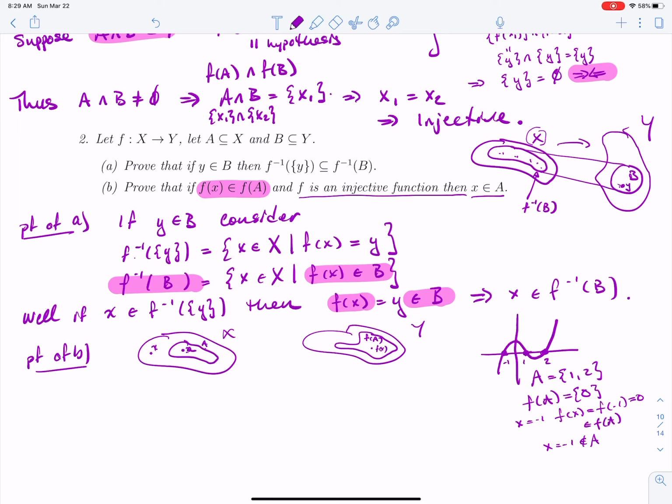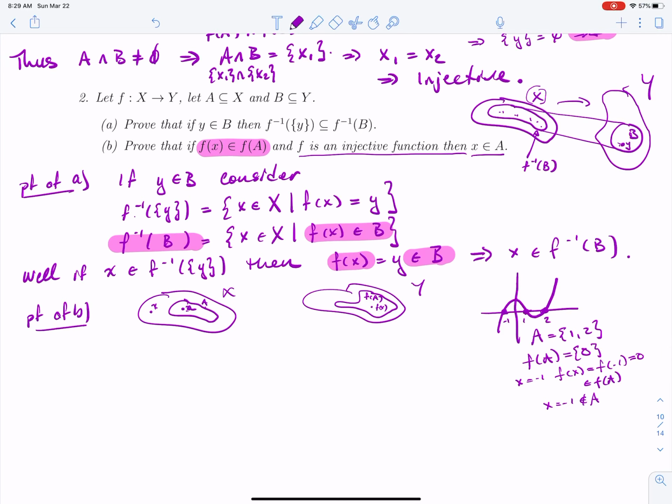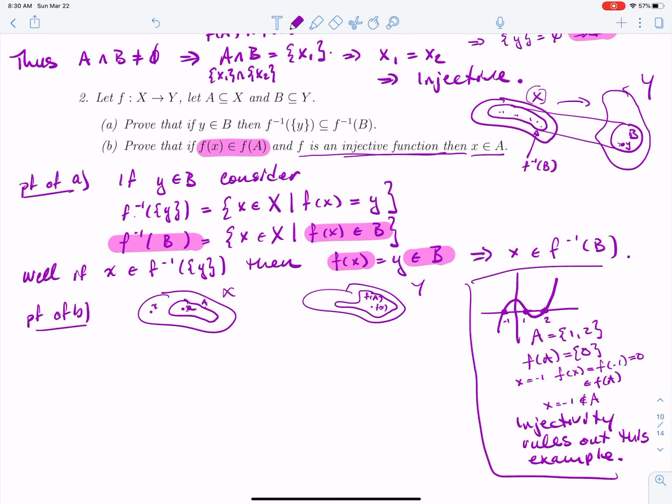All right? So this was all background. Now we're going to prove that if we have the added piece of information that it's an injective function, then that rules this out. So injectivity rules out this example. Okay, but that doesn't prove our theorem. That's just an example that the hypothesis is necessary in our theorem.